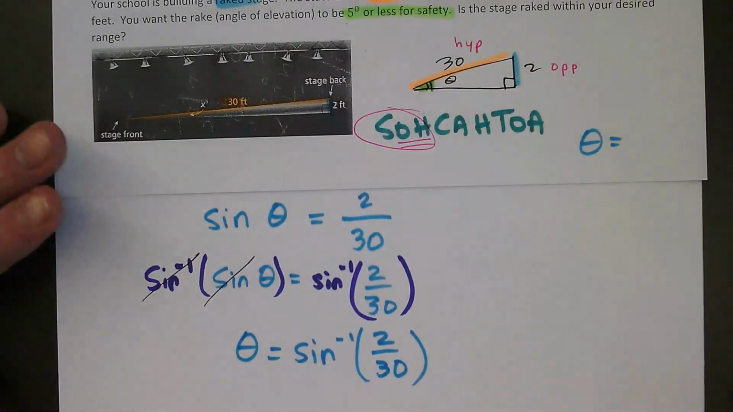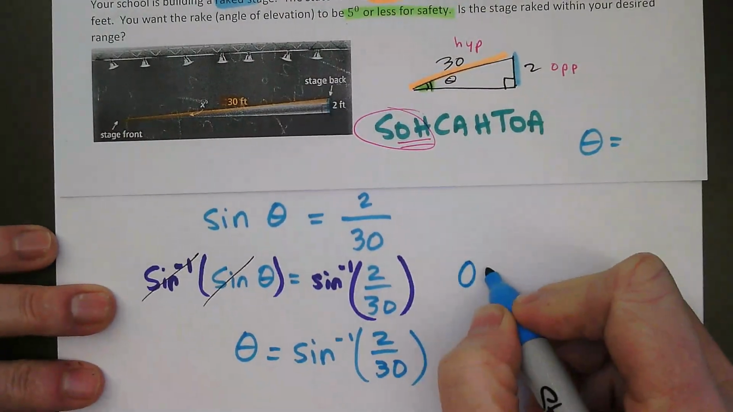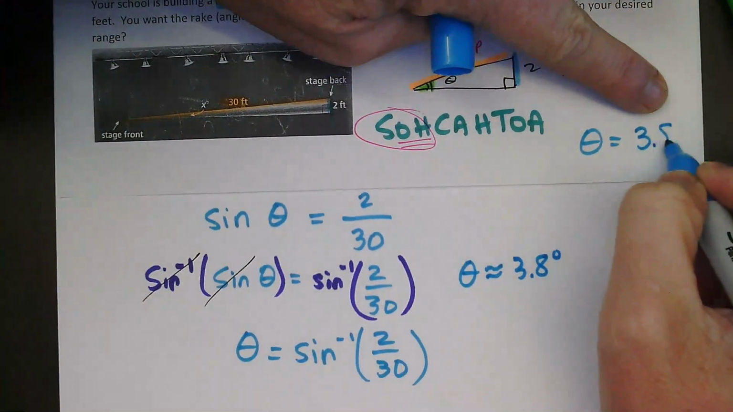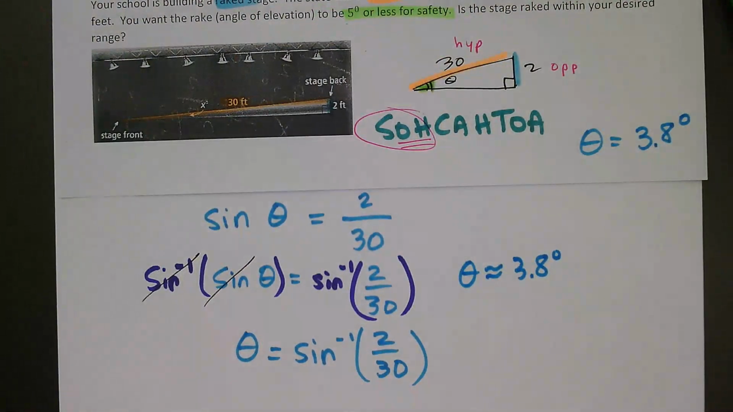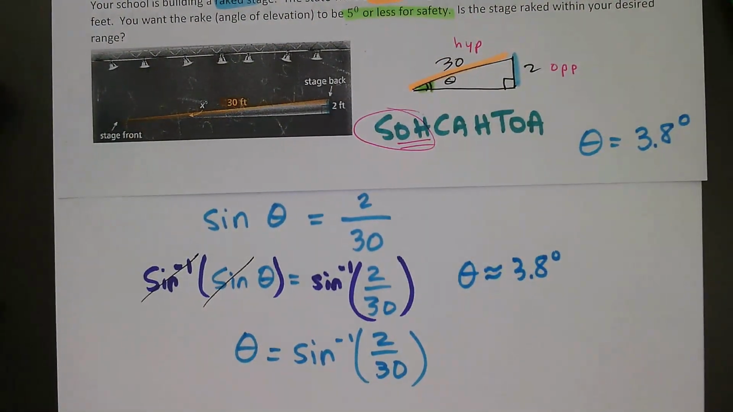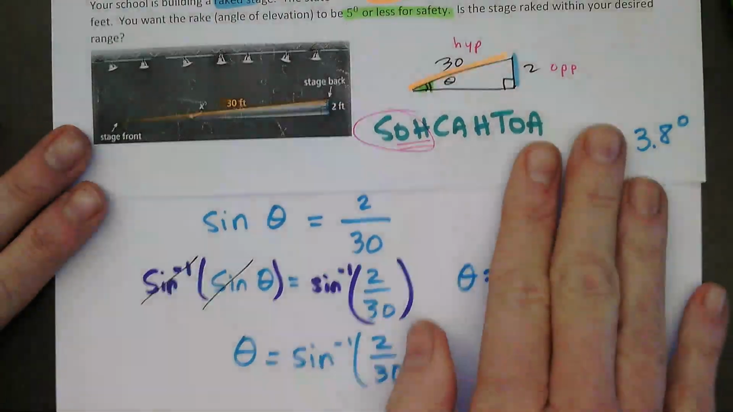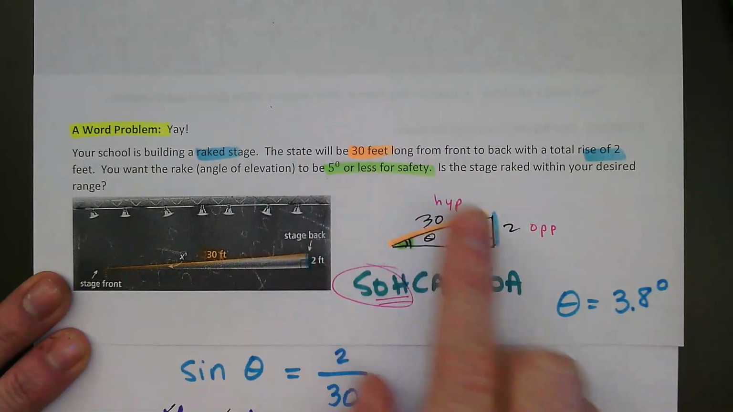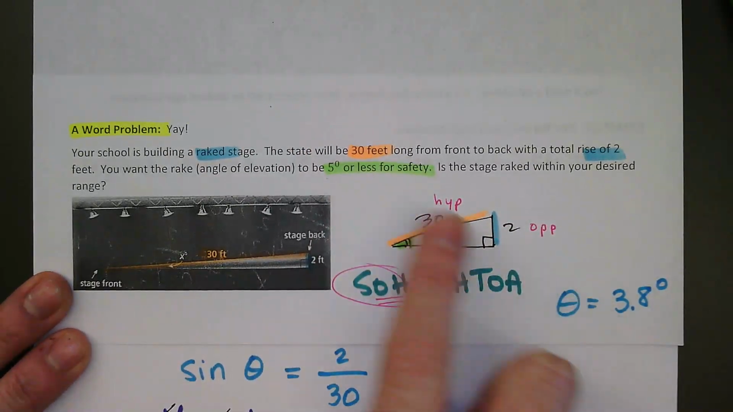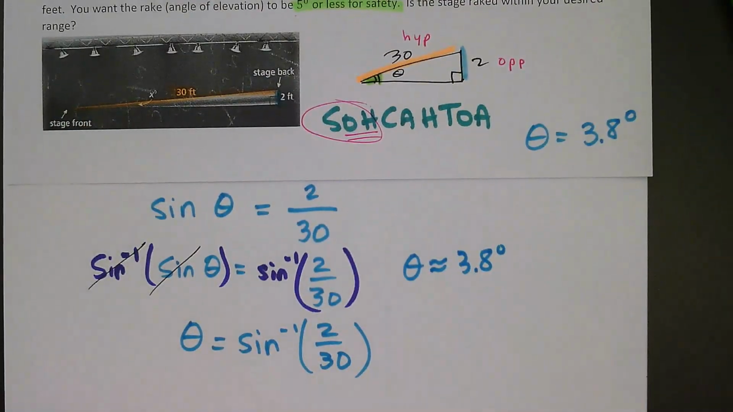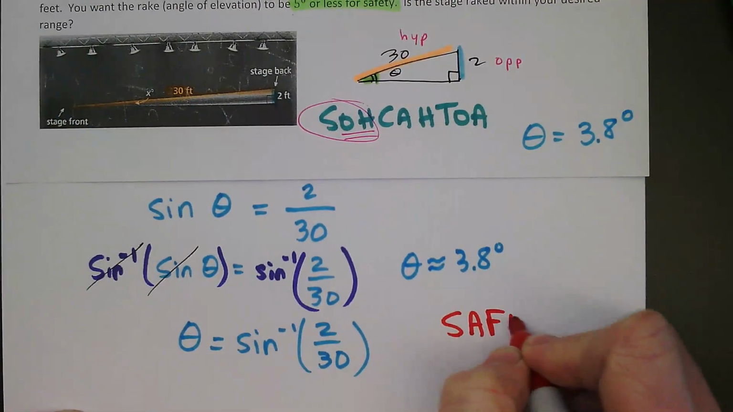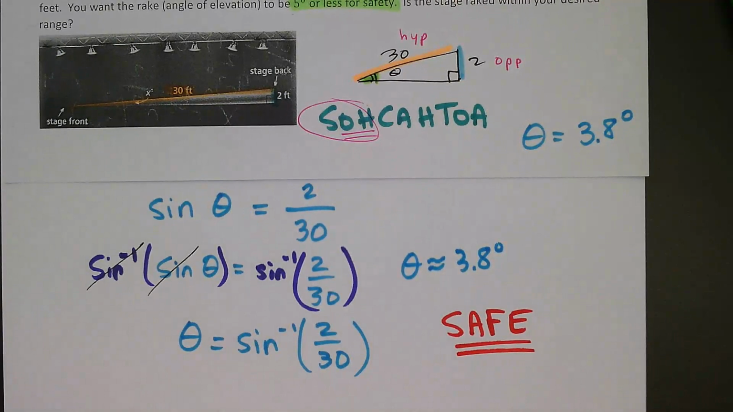I'll write that down here. Theta is about 3.8 degrees. So the question, though, really had to do with safety. And the parameters here was that the angle needed to be 5 degrees or less in order to be safe. Well, 3.8 is definitely less than 5. So we can say definitively here that this stage is safe. That would be your final answer. Hope this is helpful. Message me anytime with questions.